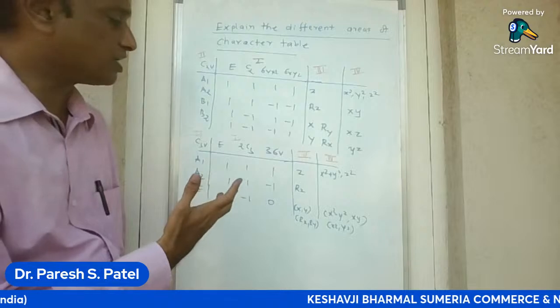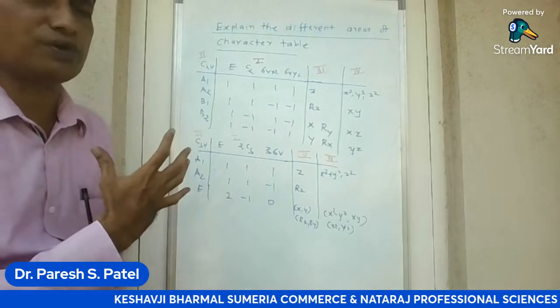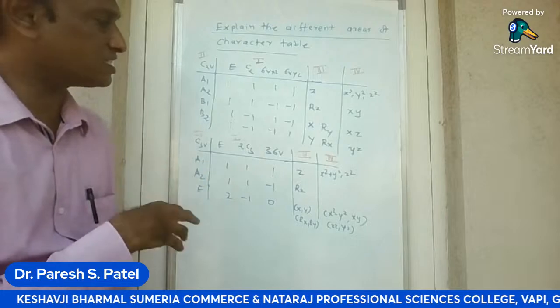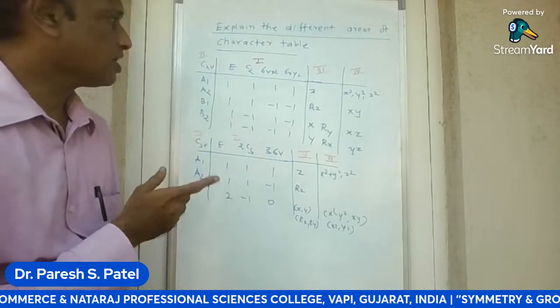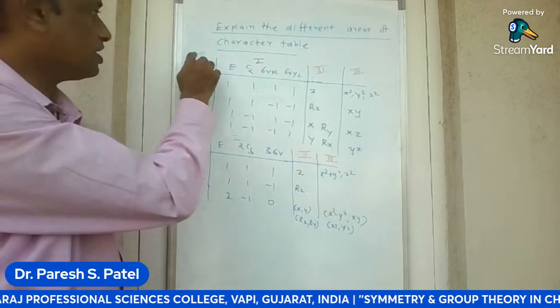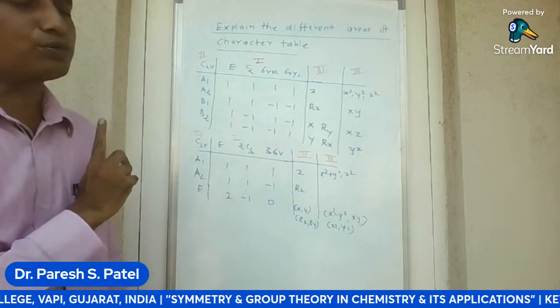And how to find out the characters? We have to operate different symmetry operations on the molecule and find out the changes, and those changes can be represented as a character. Area number 2. Area number 2 represents Mulliken symbols. And how to get the Mulliken symbols?